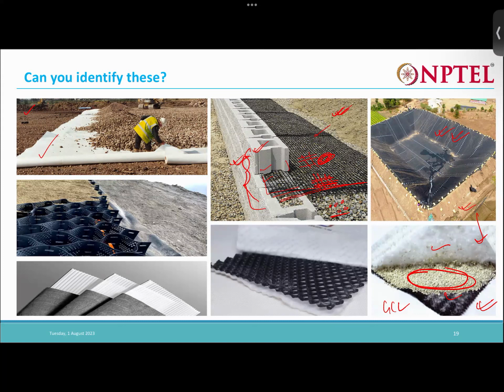You can see some pond kind of thing, right? It seems like we will be storing something, and this is lined by this black color material. Polythene is nothing but this PVC. It would not allow liquid to pass through, it would contain liquid, correct.